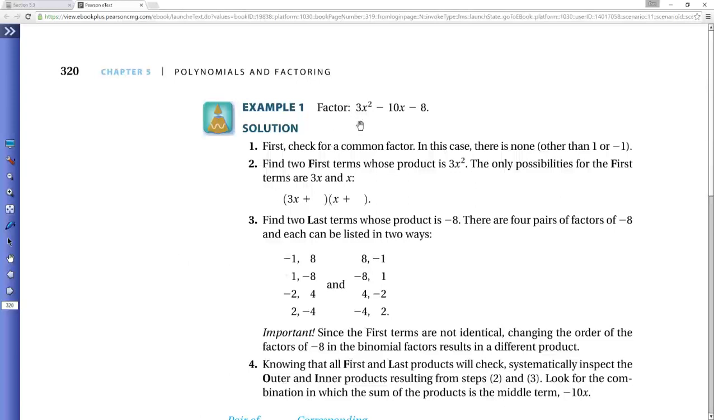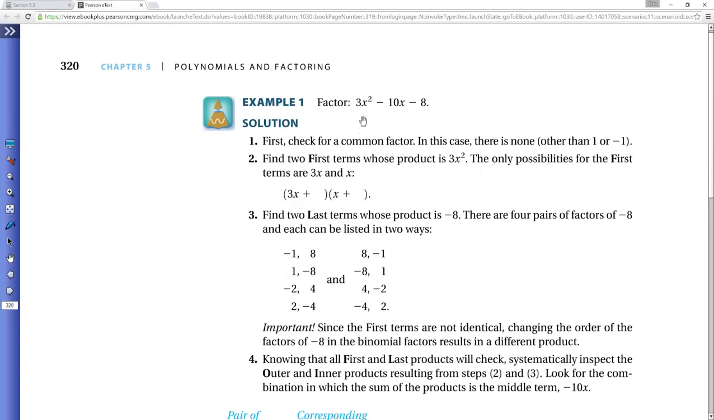The first one here is factor 3x squared minus 10x plus 8, and I see so many errors around negatives and sign issues. So remember, when they're talking about terms, they're really talking about parts of an addition. That's the definition of a term. So this term is really 3x squared. This term right here is negative 10x, and this term is positive 8. I think if you think in terms of addition, it's going to help you make fewer errors. So just a reminder about that.